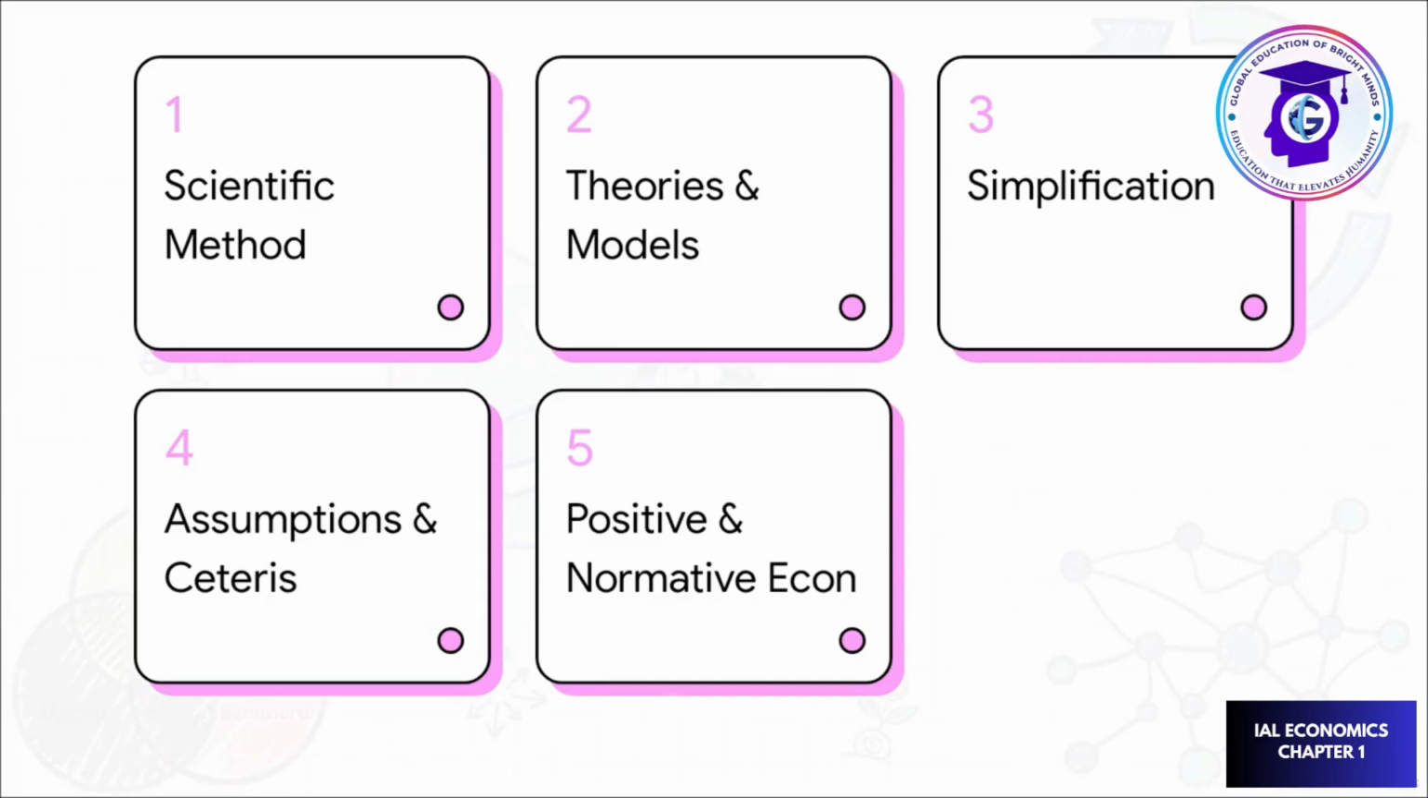Okay, let's dive into this. Here is our exact roadmap for today, following your textbook sequence perfectly. 1. The scientific method. 2. Theories and models. 3. Simplification. 4. Assumptions and ceteris paribus. And 5. Positive and normative economics.